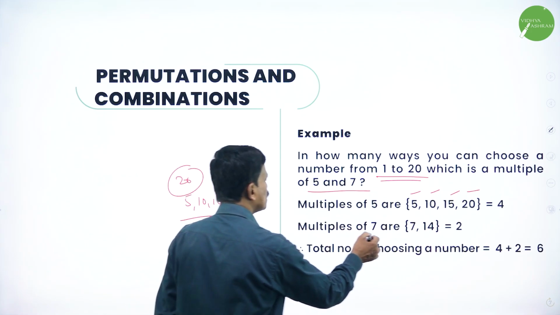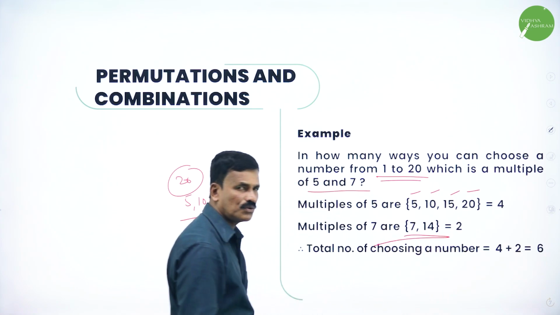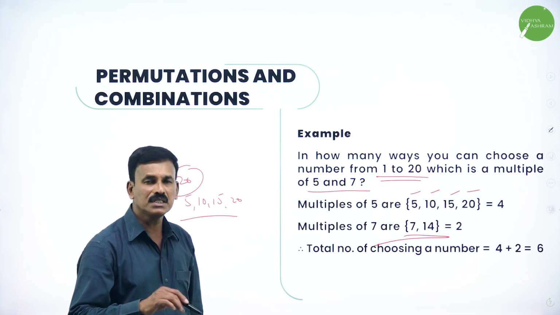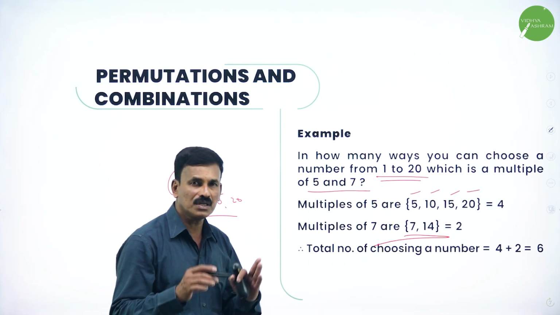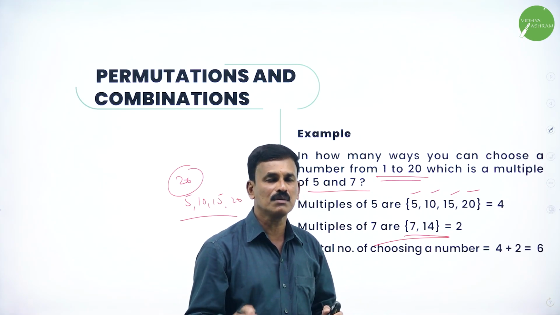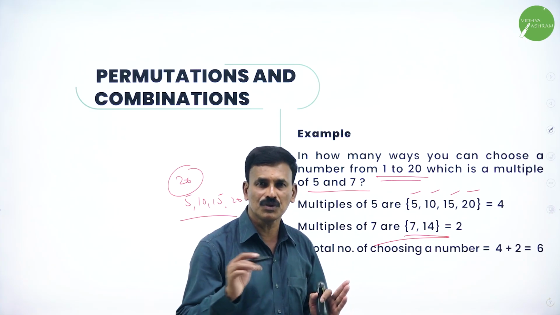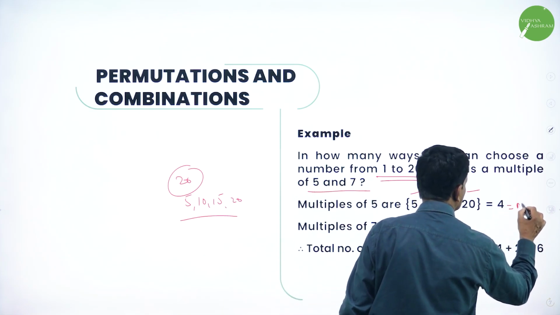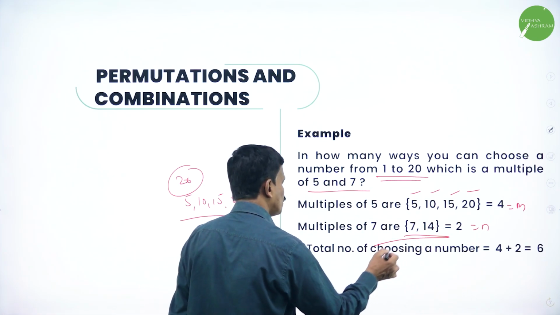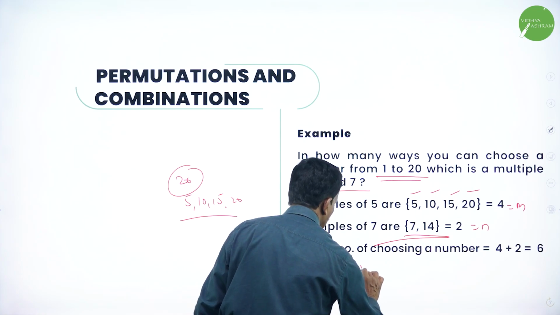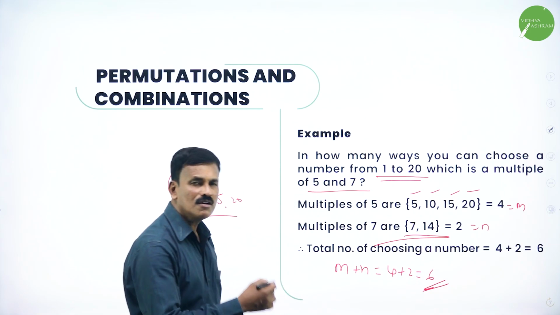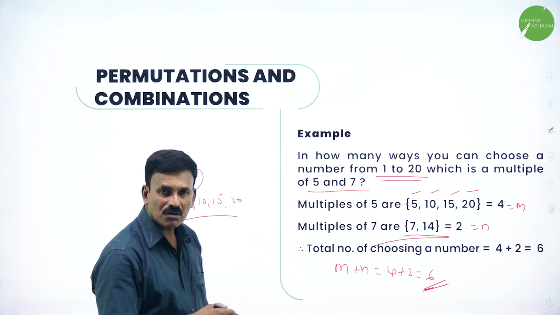Similarly, find out the multiples of 7. Multiples of 7 are 7 and 14. So, only 7 and 14 are the multiples of 7 in between 1 and 20. So, the multiples of 5 are 5, 10, 15 and 20, and the multiples of 7 are 7 and 14. So, m is equal to 4 and n is equal to 2. According to the principle, the total number of ways of choosing the number is equal to m plus n, that is 4 plus 2, that is equal to 6. This is the fundamental principle of sum, that is called the sum rule.